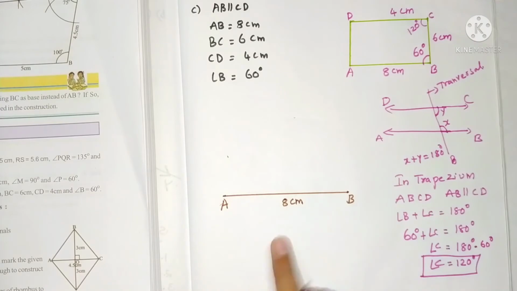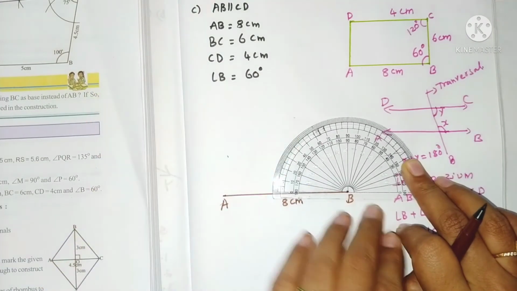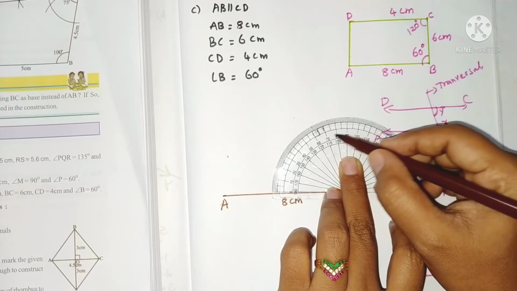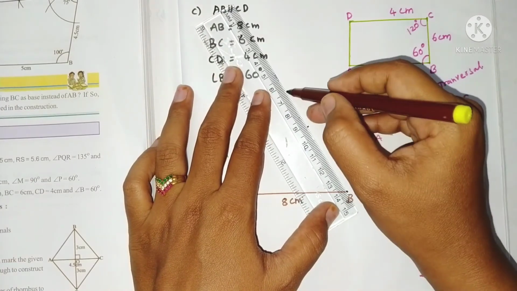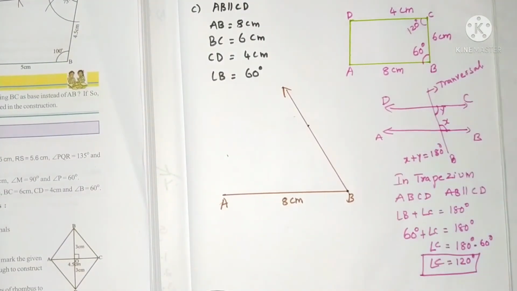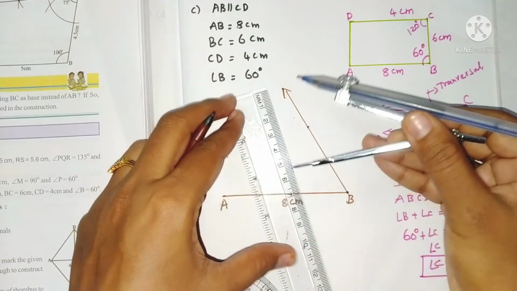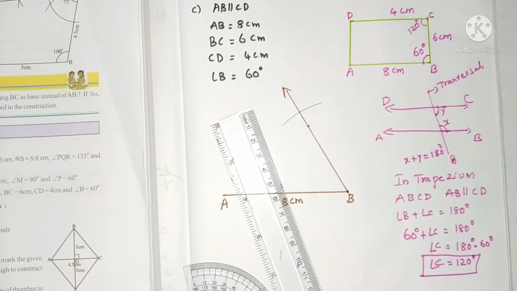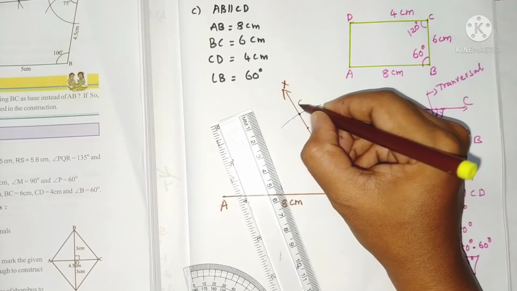A line segment AB of 8 centimeters is drawn. Then next, angle B is 60 degrees. So take the protractor and this is 90. 60 means less than 90, so it is the left side. Above the scale, this is 60. So draw a ray. Next, BC is 6 centimeters. So take the compass and measure 6 centimeters radius and from B draw an arc onto this ray BX. This is 60 degrees and the intersecting point is C.